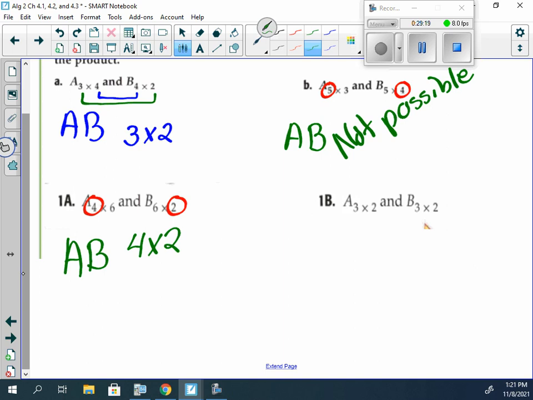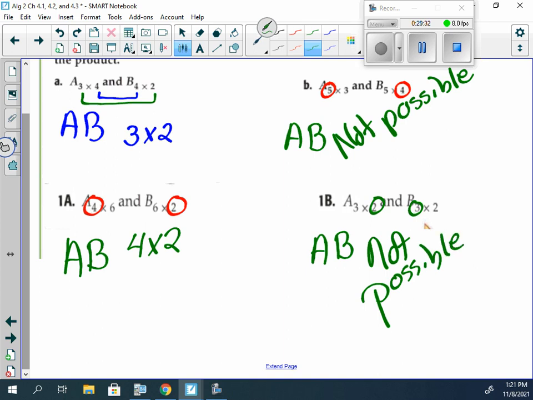Well, we have the last one. Can we do A times B? No, because it would be 2 and 3. How about B times A? It would still be 3, yes. There's no way that they match up. Any questions on this here? Because we're going to actually start multiplying.